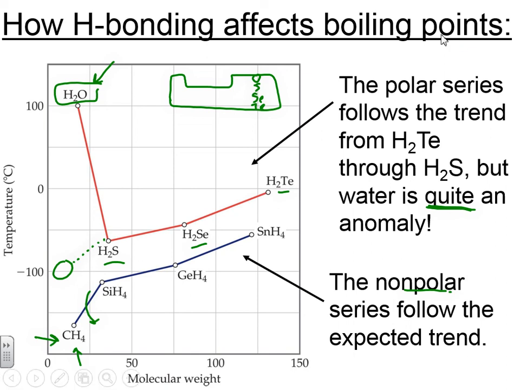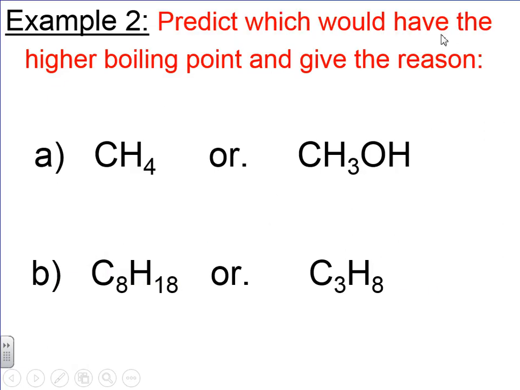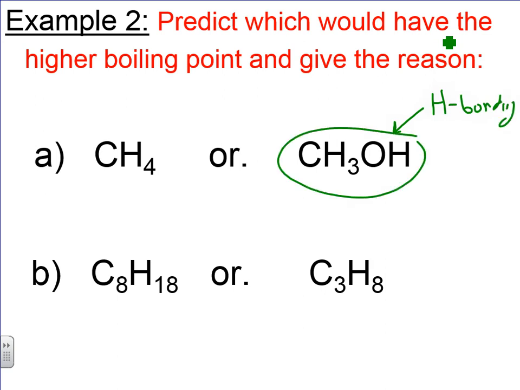All right, we'll finish up with this example. And here it says, predict which would have the higher boiling point and give the reason for it. So here we have CH4 versus CH3OH. So hopefully, just the way this molecule is written, you can see that we have hydrogen bonding here. So if you have H bonding, then this one will definitely have the higher boiling point. In fact, this is called methanol. Methanol is a liquid at room temperature. And this is methane. Methane is the gas that comes out of our gas jets in the chemistry laboratory. And this is definitely a gas. So methanol has a higher boiling point.